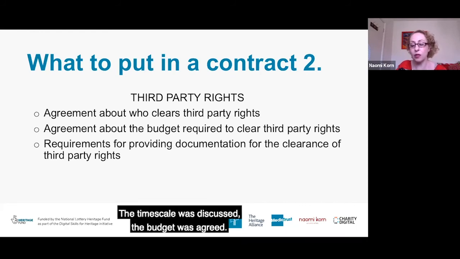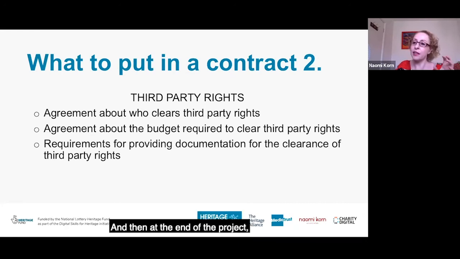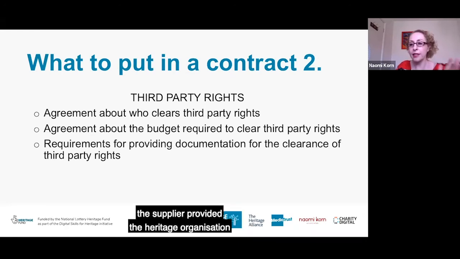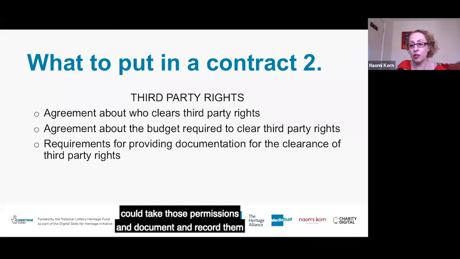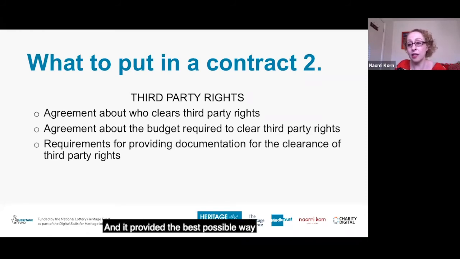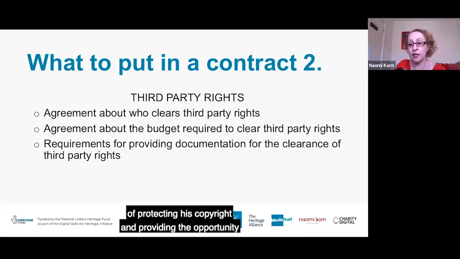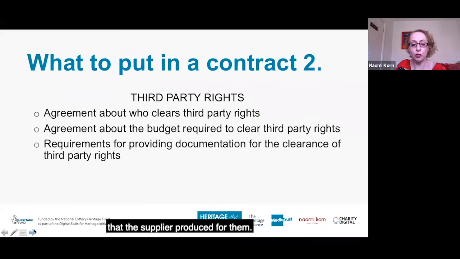The timescale was discussed, the budget was agreed, and then at the end of the project, the supplier provided the heritage organisation with the documentation where the permissions were outlined, and then the heritage organisation could take those permissions and document and record them back into its digital asset management system. So in the long term, it could understand what it could do with that content, and it provided the best possible way of protecting its copyright and providing the opportunity for them to be able to reuse that very important and very valuable piece of work that the supplier produced for them.